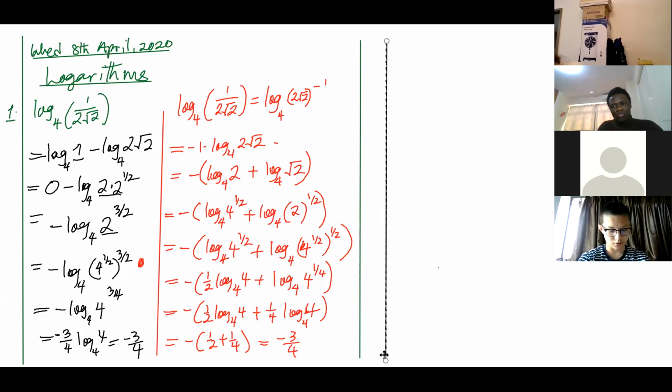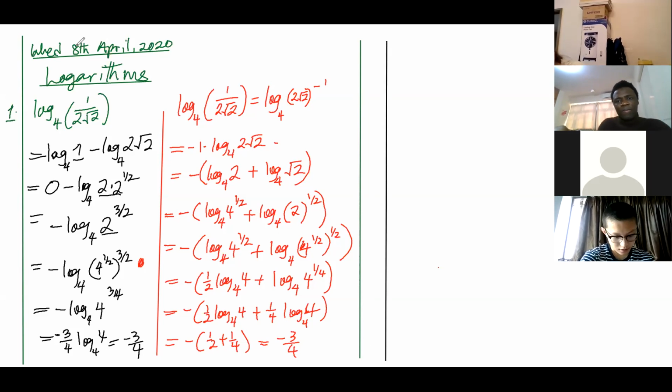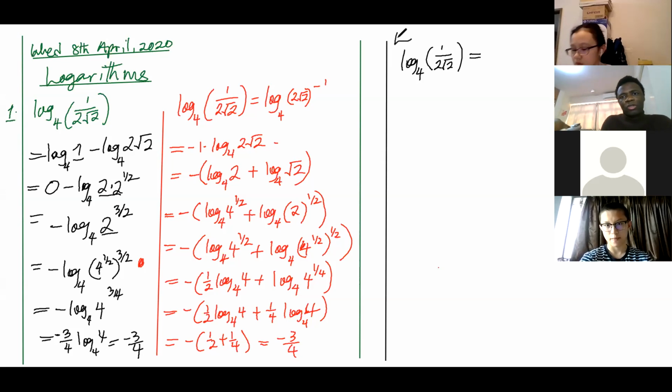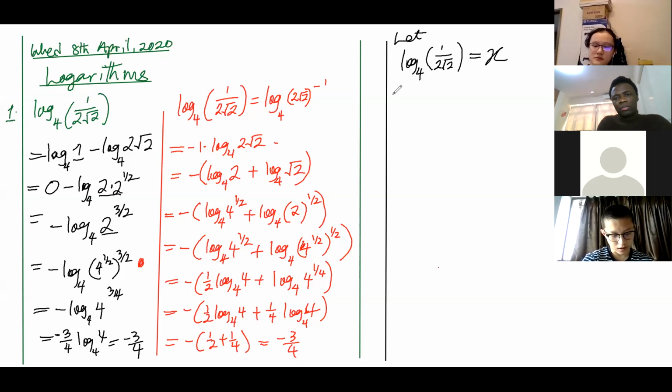I used law 6 to do it. Law 6, explain to us what you did. I took 1/2√2 equals 4 to the power of x. So I equated the log 4 of (1/2)^(1/2)√2 to x. So you said let everything be x. Okay. And then using law 6, I did 1/2√2 equals 4 to the power of x. Very good. So you change it to index form. Yes. Very good.